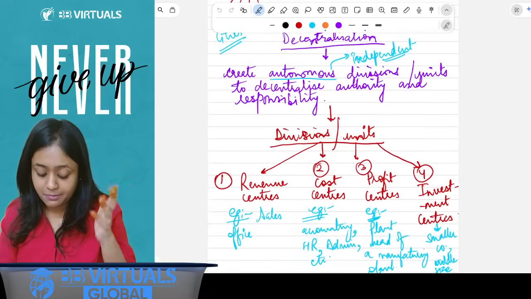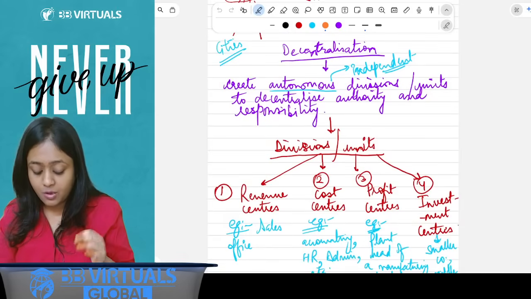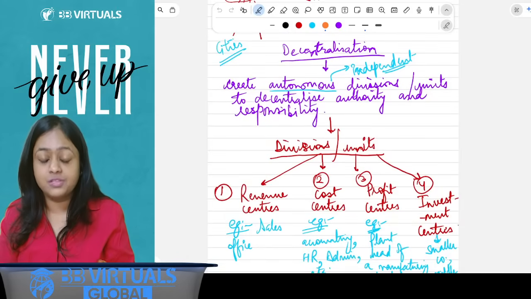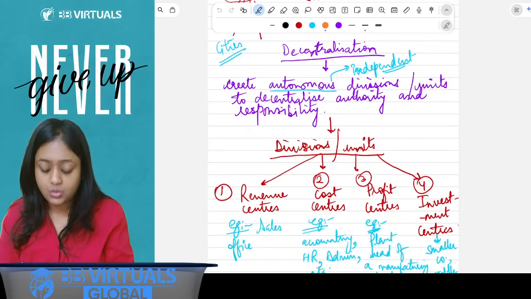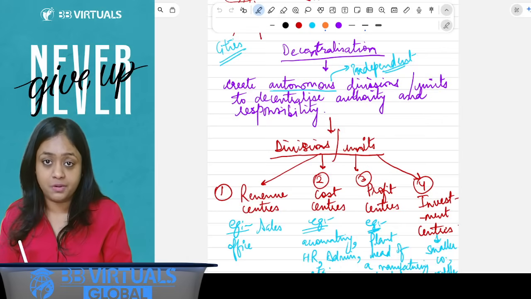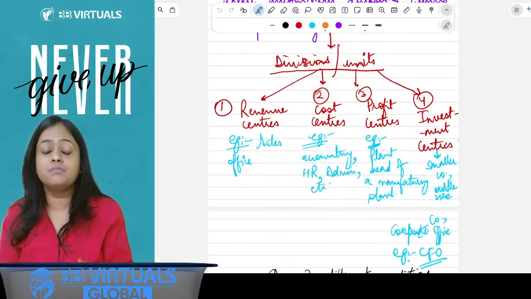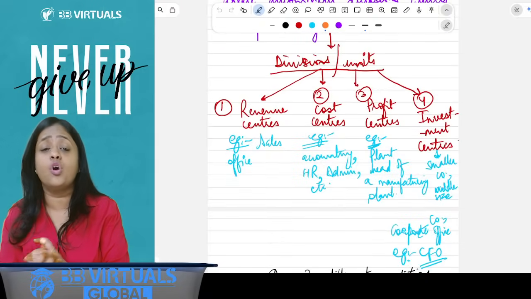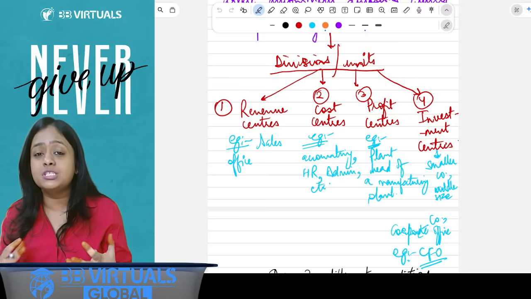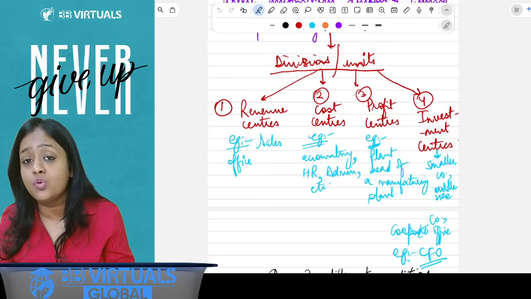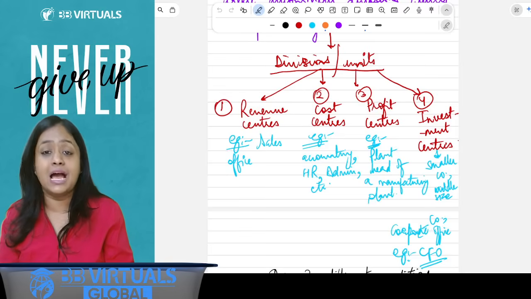Now here comes the main problem, because when we have decentralization, the purpose is to create autonomous, which is independent divisions, to decentralize authority and responsibility. And the problem now comes in because the problem of goal congruence becomes even more evident. The managers become more responsible towards their own divisional goals rather than the entity goals as a whole.